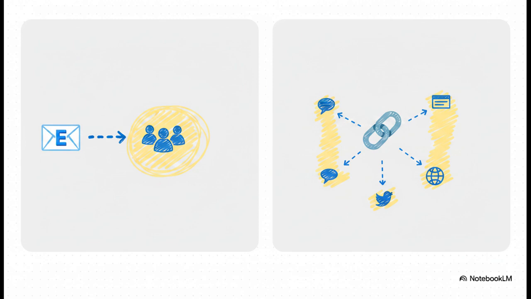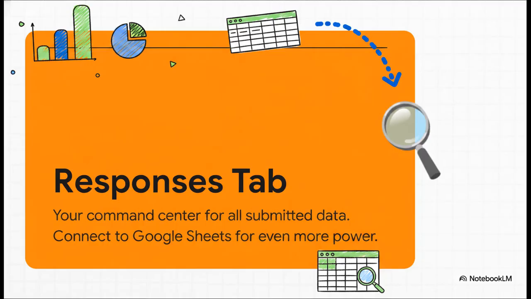When it comes to sharing, you've basically got two main choices. You can send it directly to a specific list of emails, which is perfect for a small group. Or you can just grab a link. You can post that link anywhere, social media, a group chat, whatever. That's perfect for reaching a lot more people. Both ways work great.